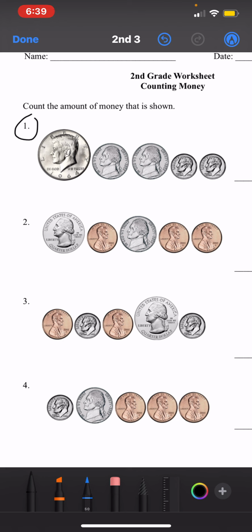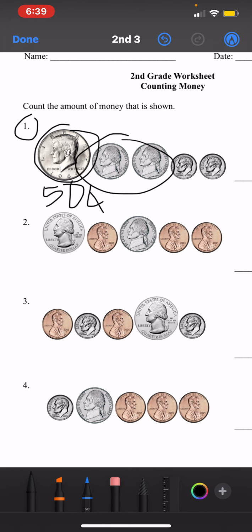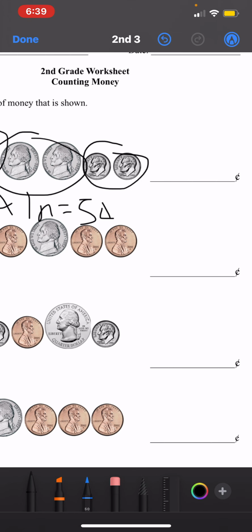we have here a half dollar, and a half dollar equals 50 cents. Here we have two nickels. One nickel equals 5 cents. And here we have dimes. One dime equals 10 cents.